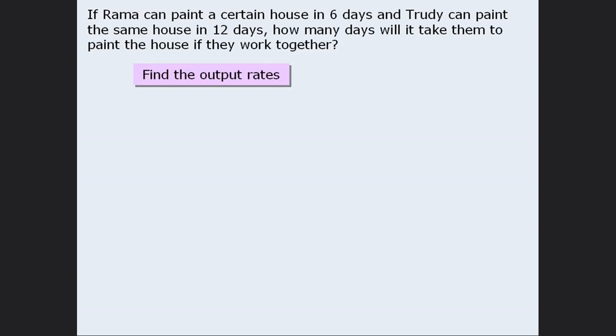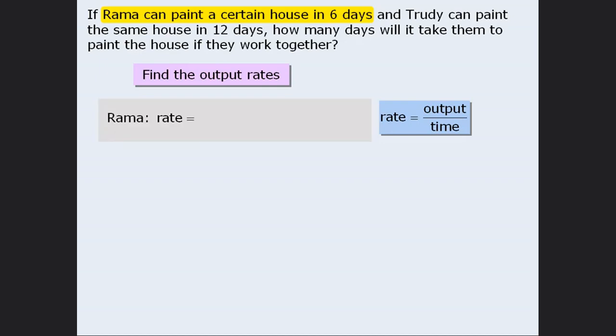To do this, we will apply the rate formula, which tells us the output rate is equal to the output divided by the time. Now the question tells us that Rama can paint one entire house in 6 days. So to find Rama's output rate, we will take the output of one painted house and divide it by the time of 6 days to get an output rate of 1/6 houses per day. In other words, Rama can paint 1/6 of a house each day.